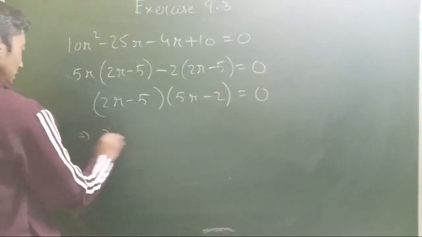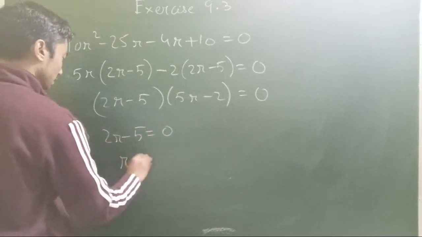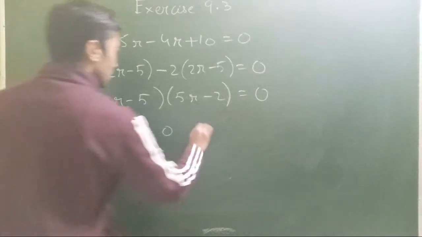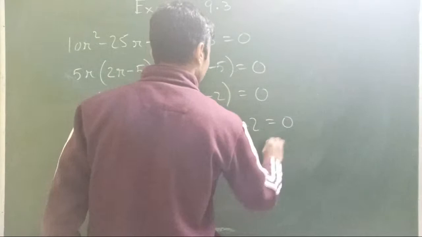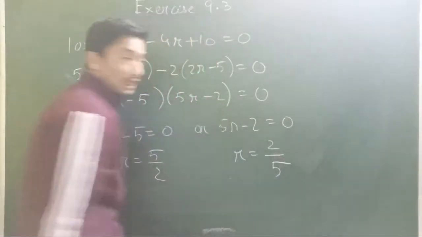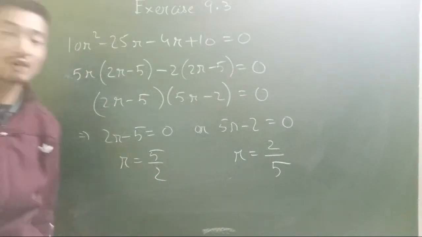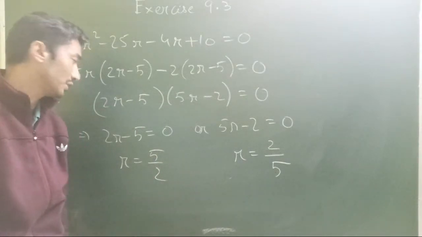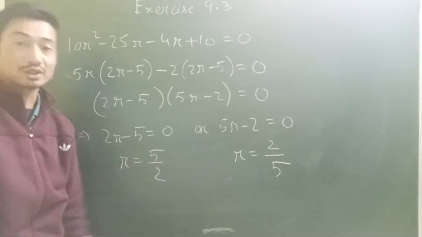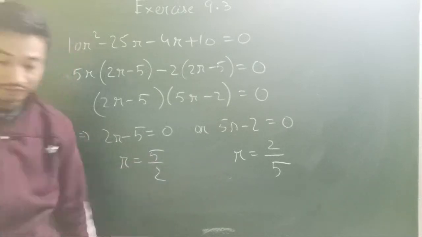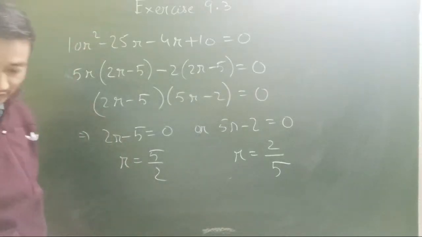So this implies either 2r minus 5 is equal to 0, that is r equal to 5 by 2, or 5r minus 2 is equal to 0, or r is equal to 2 by 5. Both can be possibilities. Remember, we're just talking of r, the common ratio. So common ratio can be anything, negative, positive, any value. So we have two possibilities of r, that is either 5 by 2 or 2 by 5. So that's the first part of the question being done.